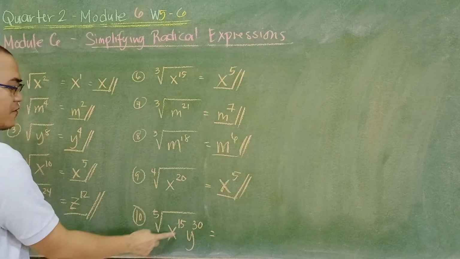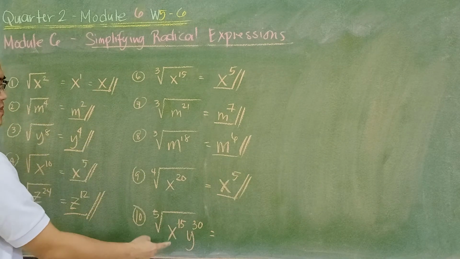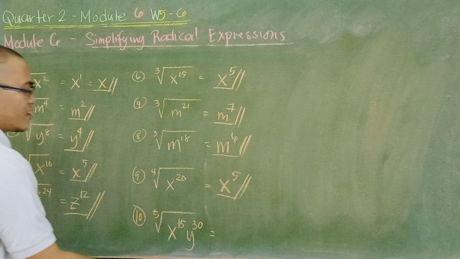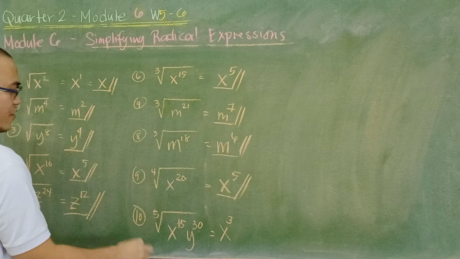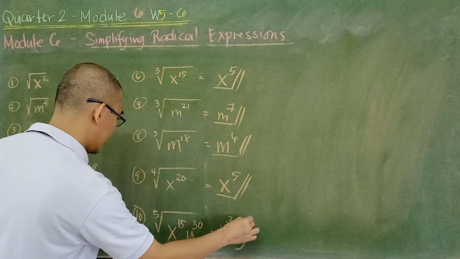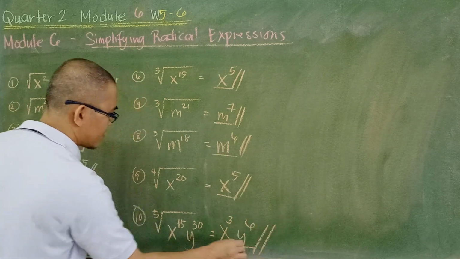Now, paano yung dalawa? 15, i-divide mo sila tag-isa. 15 divided by 5, it is x raised to 3. 30 divided by 5, this is y raised to what? 6. Yan yung final answer.